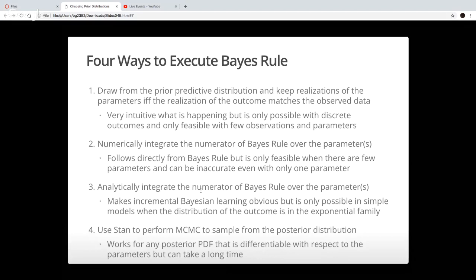And, you know, that's fine, and it follows pretty directly from Bayes' rule, but it's pretty much only within the realm of possibility when we have a single unknown parameter.